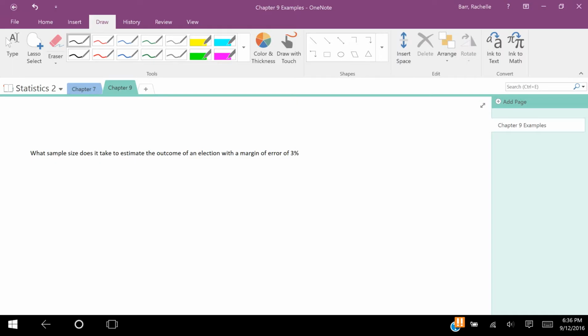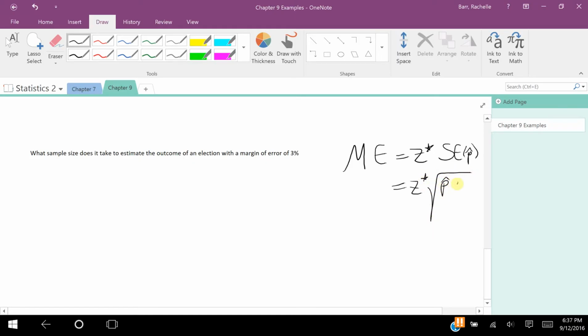And in the last example, I showed you a little bit about how to come up with the Z star that goes with this. So remember, the formula for margin of error is your Z star, or your cutoff Z value for your confidence level, times the standard error, P hat, which we know to look like the square root of P times Q over N. Okay, so a couple other things.